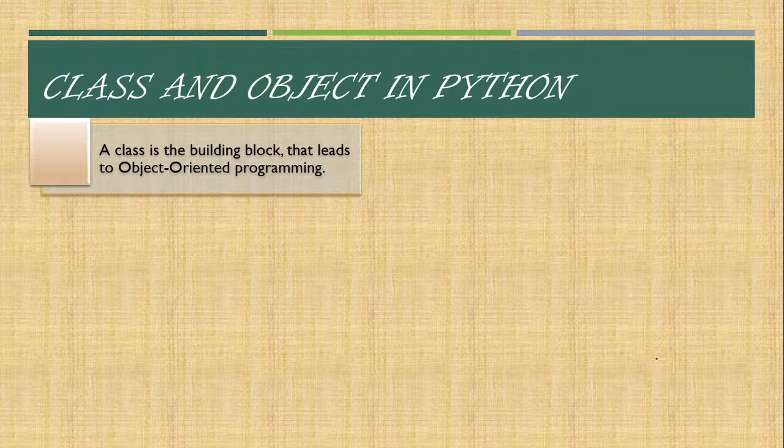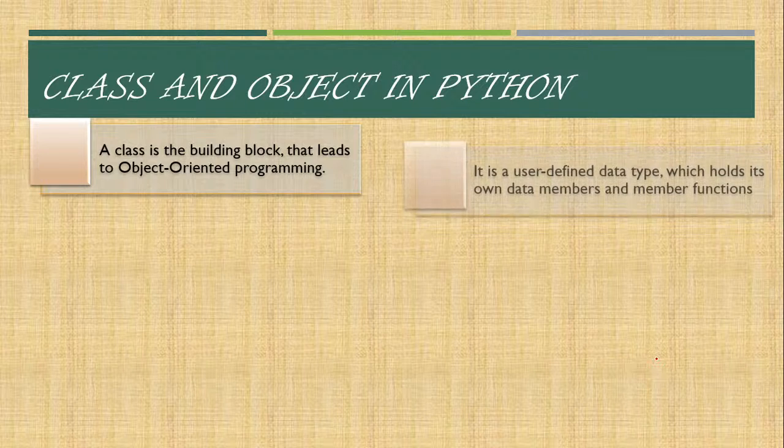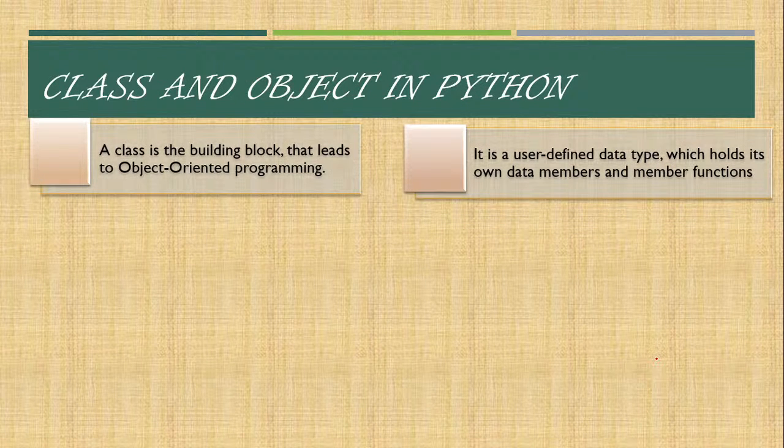So if we want to go into the theory of class, what we can say is a class is the building block that leads to object-oriented programming language. This we have understood because we first identified the different entities, and we just wrote the blueprint for each type of entity, and that is the building block of the object-oriented programming language. It is a user-defined data type.